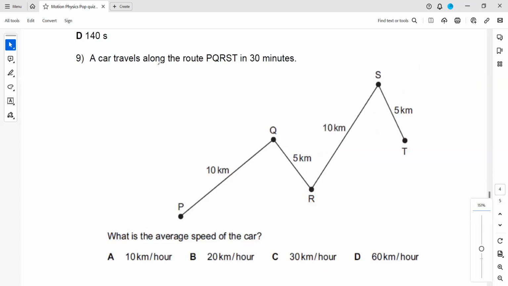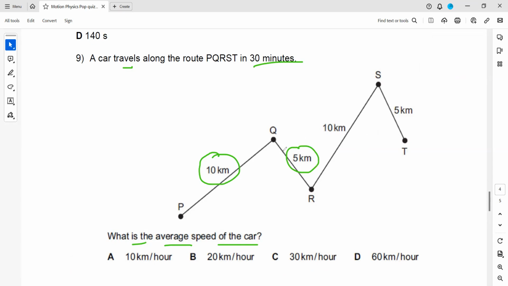A car travels along the route PQRST in 30 minutes. What is the average speed of the car? So how to work out an average speed? The average speed is the total distance divided by total time. So what is the total distance?